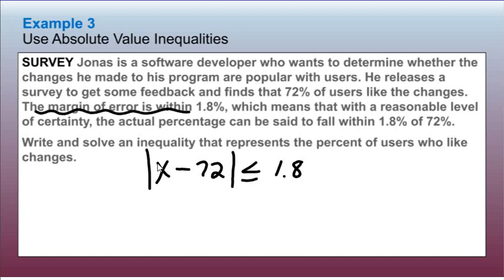Now I can simplify this. Since this is less than, I can put the x minus 72 here. When I take it out, it's going to be less than or equal to 1.8, but also greater than or equal to negative 1.8. Now to solve, I just add 72 to both sides.